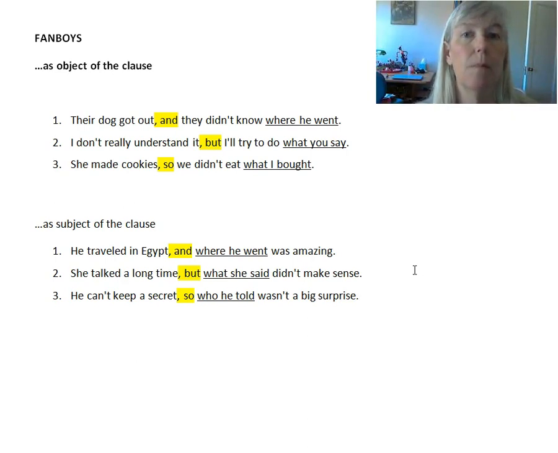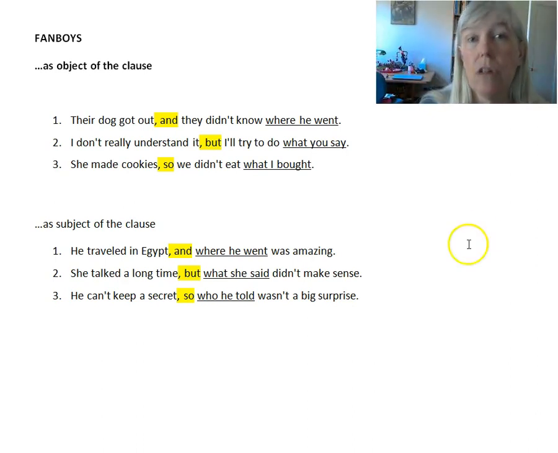A noun clause can't be separate. It's part of another clause. The clause it's a part of can be the main clause. It can be an adverb clause. It can be a FANBOYS clause. It can be another noun clause. A noun clause can take the place of any subject, object, or object of a preposition.